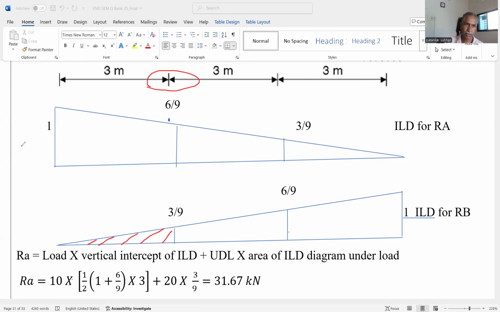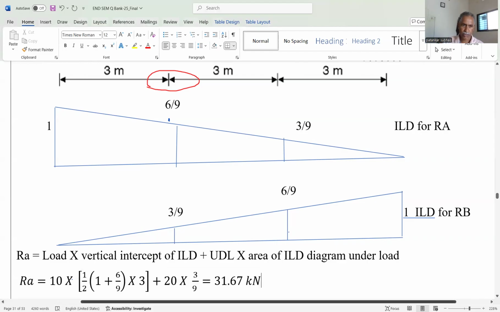So, in this way, we can find out the RA and RB using the concept of ILD. RA is equal to load multiplied by vertical intercept of ILD in case of the point load. And in case of UDL, we have considered the area under the ILD, that is half the sum of the vertical heights of the two parallel sides, 1 plus 6 by 9, multiplied by the distance between the two parallel sides.